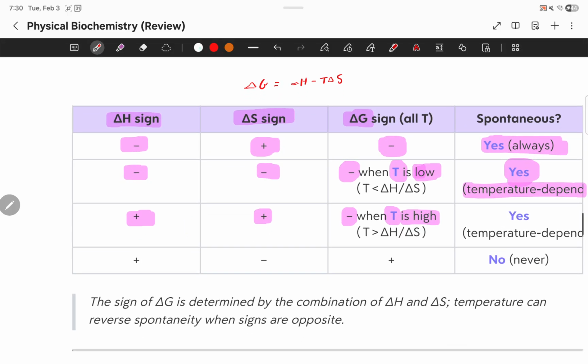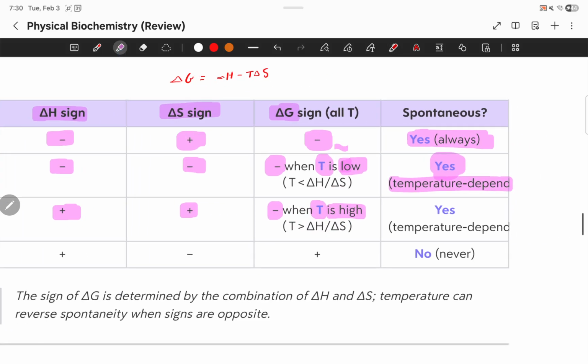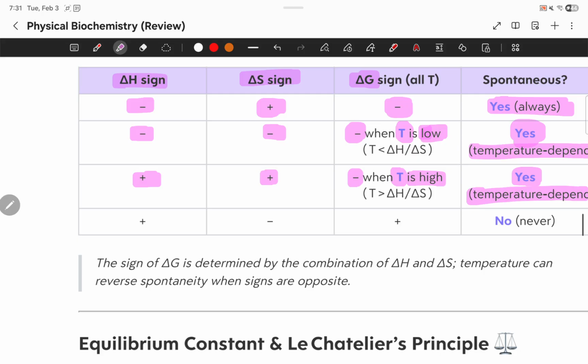So if the temperature is high, then delta G is going to be negative, making it spontaneous but also temperature dependent.